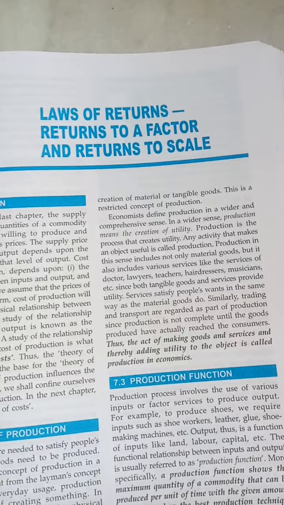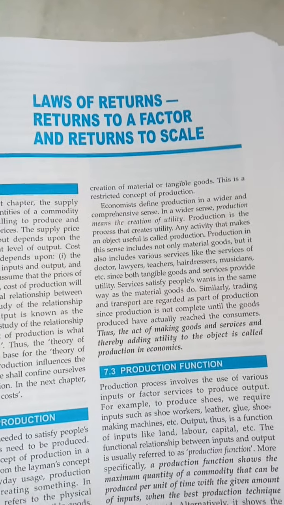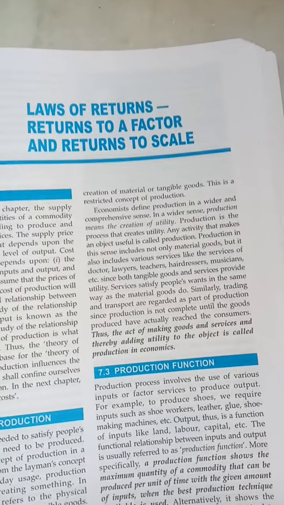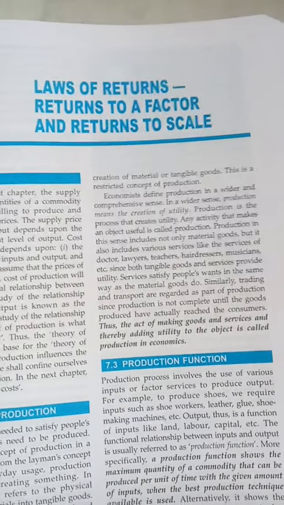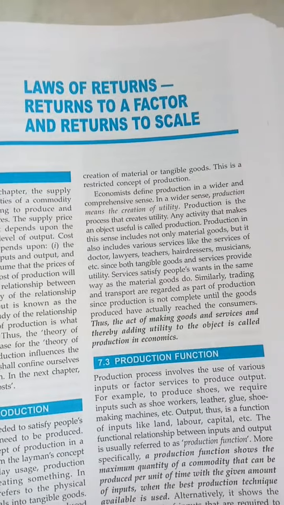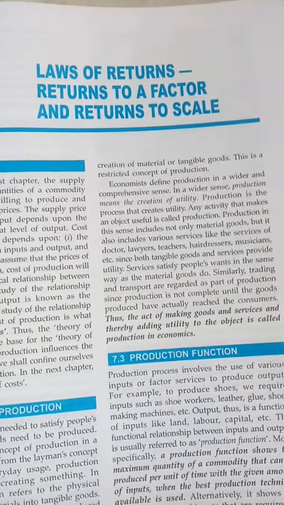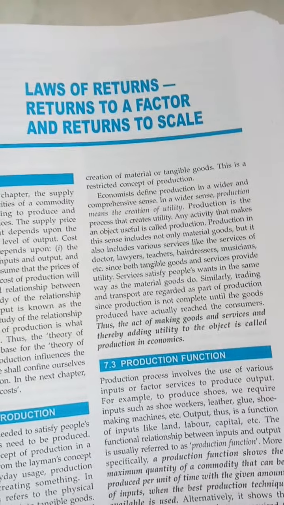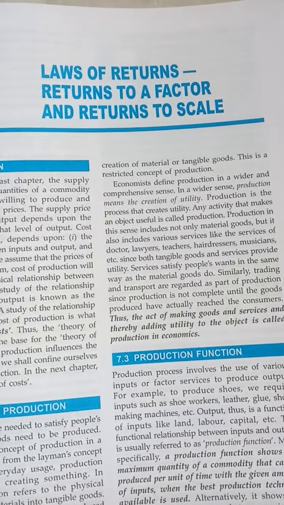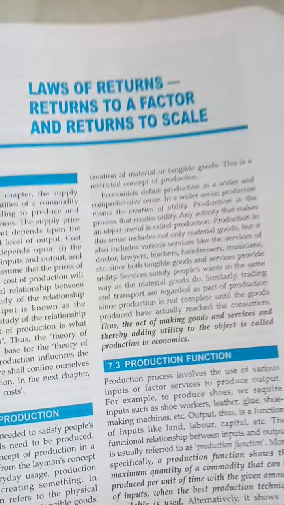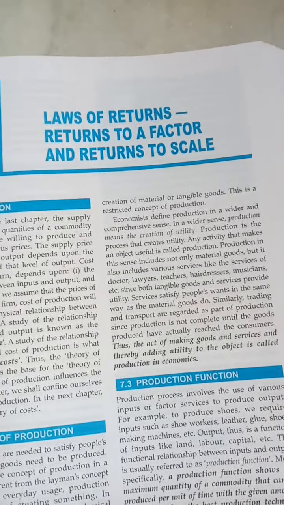The fixed factors are those factors which cannot be changed in the short run. These remain fixed. That is why the name is fixed factor. Like the land on which the factory is built, the factory building, the factory shed, the factory office, all these are considered as fixed factors. Whereas variable factors are those factors which can be varied, which can be changed in the short run also.